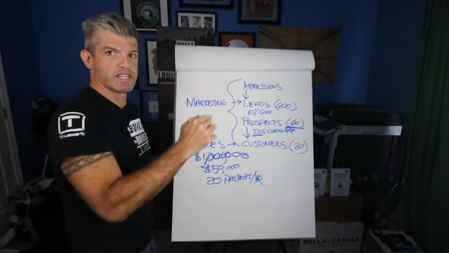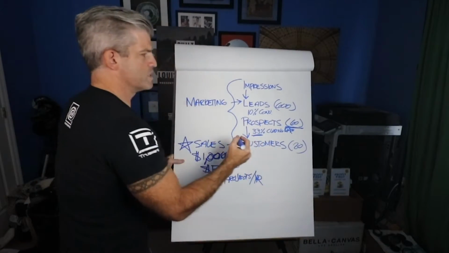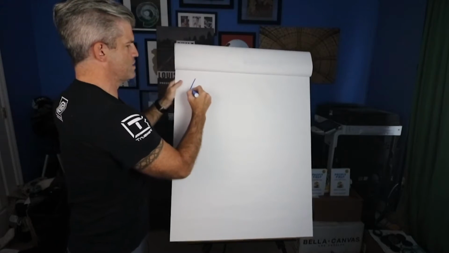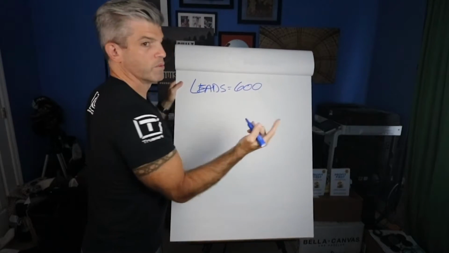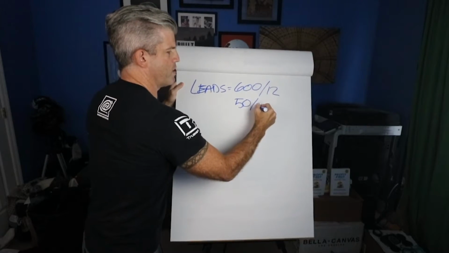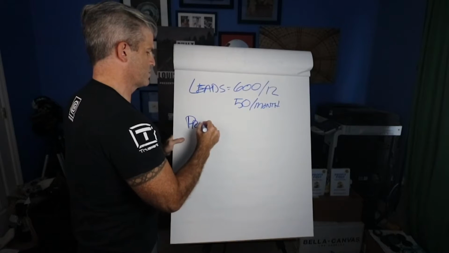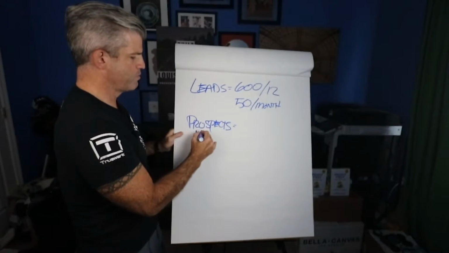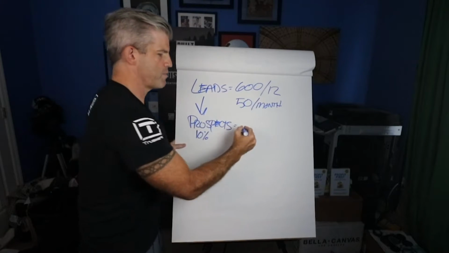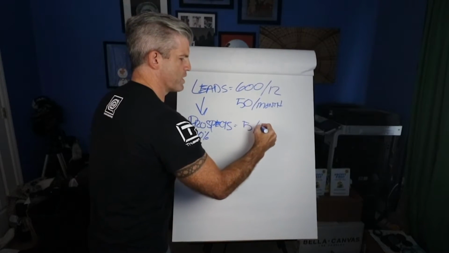So we start breaking these down by the number of months. Take our leads, 600, and we're going to divide that by 12. That means we need 50 leads per month. And then our prospects, remember we said we had a 10% conversion rate from leads to prospects. So that means we're going to have 5 prospects per month.